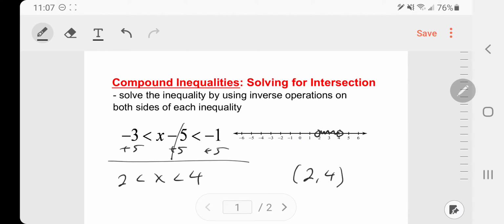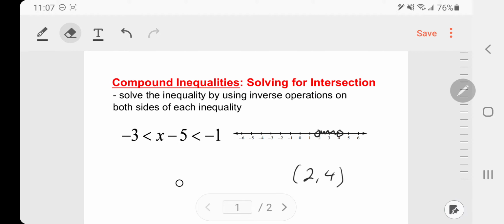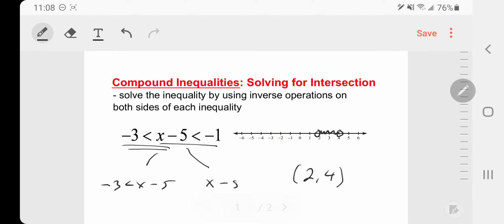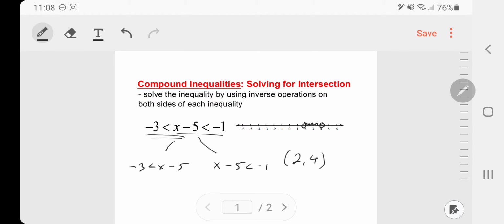Now, a second way you could solve this, you could also, if you'd like, break it into two separate inequalities. So you can break this into two different inequalities. You could do -3 and then x minus 5. And you could also do x minus 5 and -1. And then just solve those separately. You'd still get the same answer if you were to do this. And the graph would be exactly the same. Your solution would still be the same.